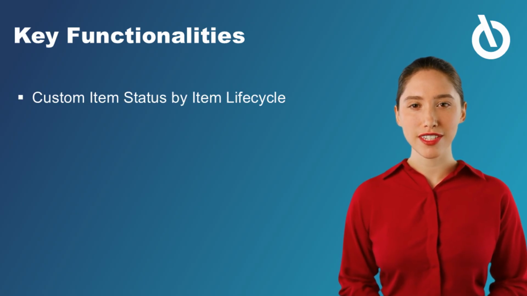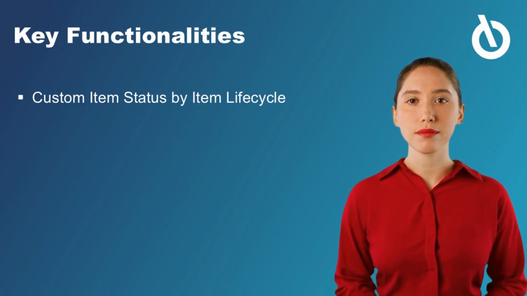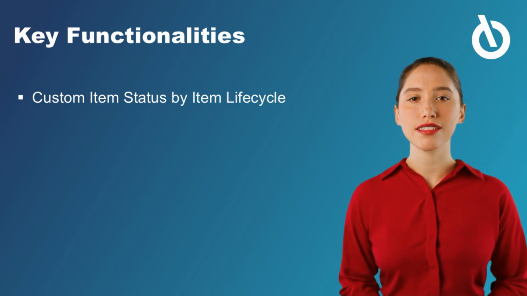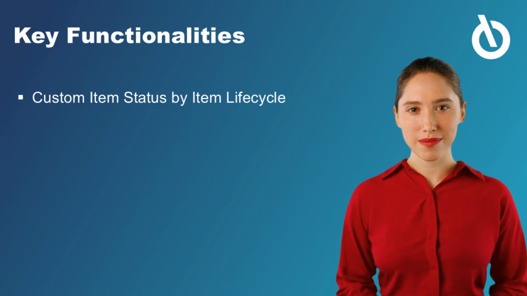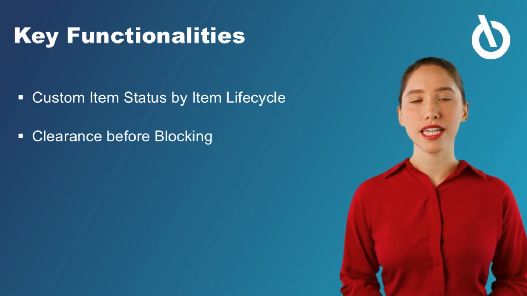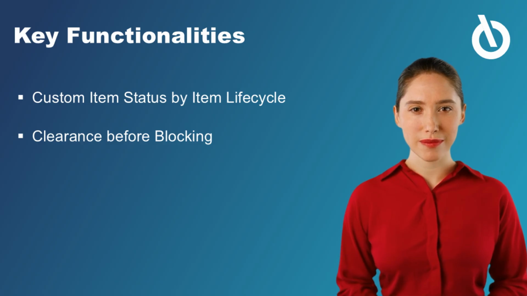With the Item Lifecycle feature, you can freely define custom statuses tailored to your business needs. These statuses automatically influence fields on the item card, ensuring items are blocked or released for specific processes at exactly the right time. Before an item is fully blocked, you can mark it as a clearance item, allowing remaining stock to be sold off efficiently.